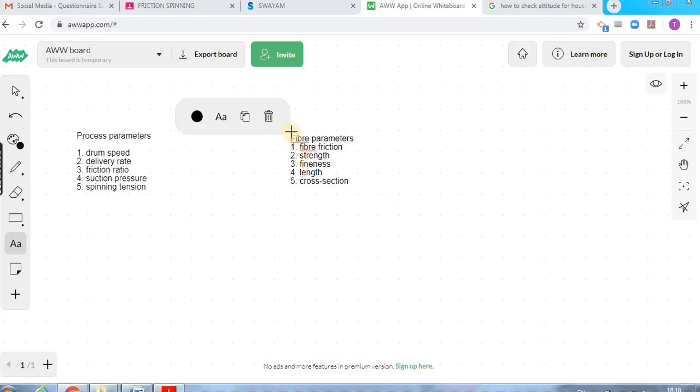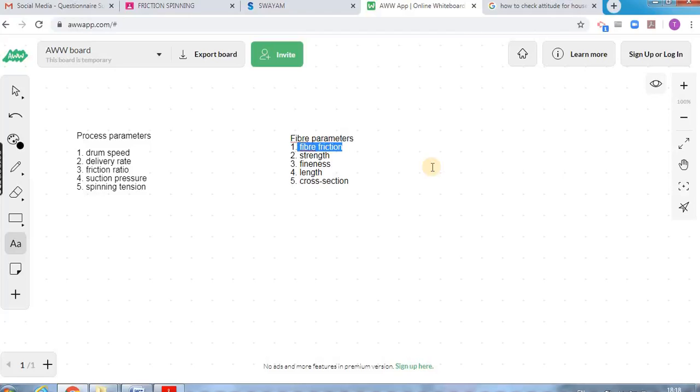Coming to the fiber parameters, right? These are the fiber parameters in order of importance for friction spinning. Fiber friction is the first parameter, and the most important thing for friction spinning: fiber to fiber friction, fiber to metal friction, fiber to air friction. When interfiber friction increases, ultimately my yarn characteristics will be better, right?